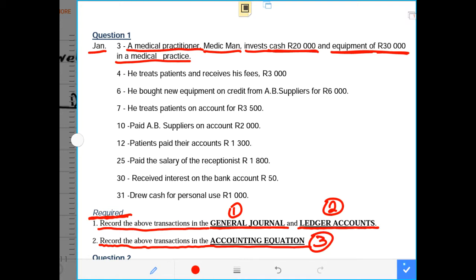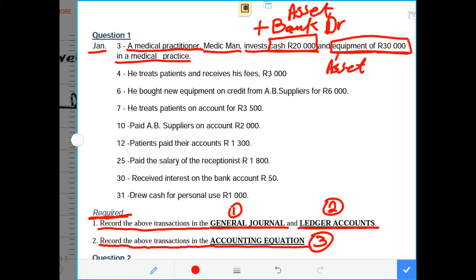So now as we have seen, the owner has deposited cash, as I said in the beginning, of 20,000 rands. That means our bank will be increasing because the business would have received money, and we know that bank increases on the debit side. So now bank will be recorded on the debit side. Let me also say that bank is an asset, and we also know that equipment is an asset. And equipment of the business, in this case, will be increasing. It will be a plus on the equipment because the business has received equipment to the value of 30,000.